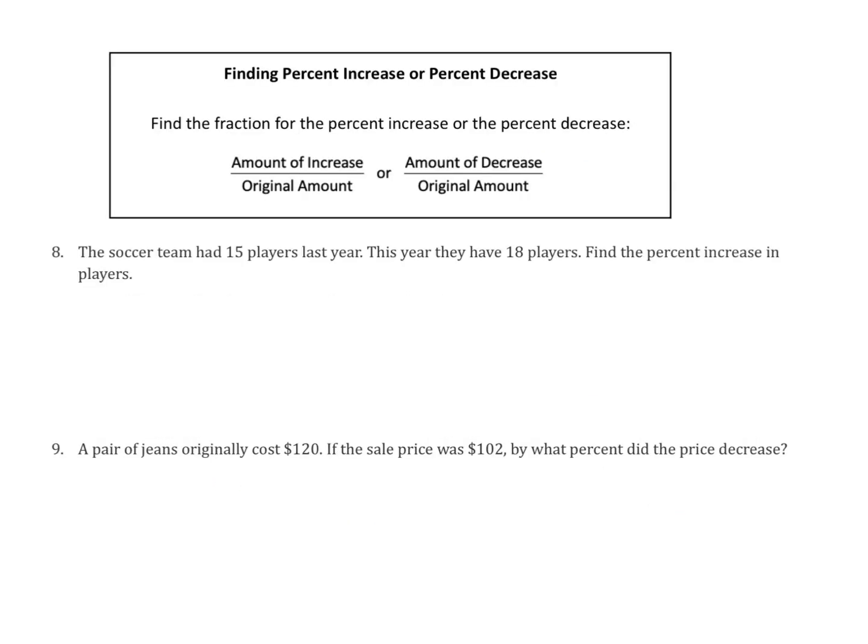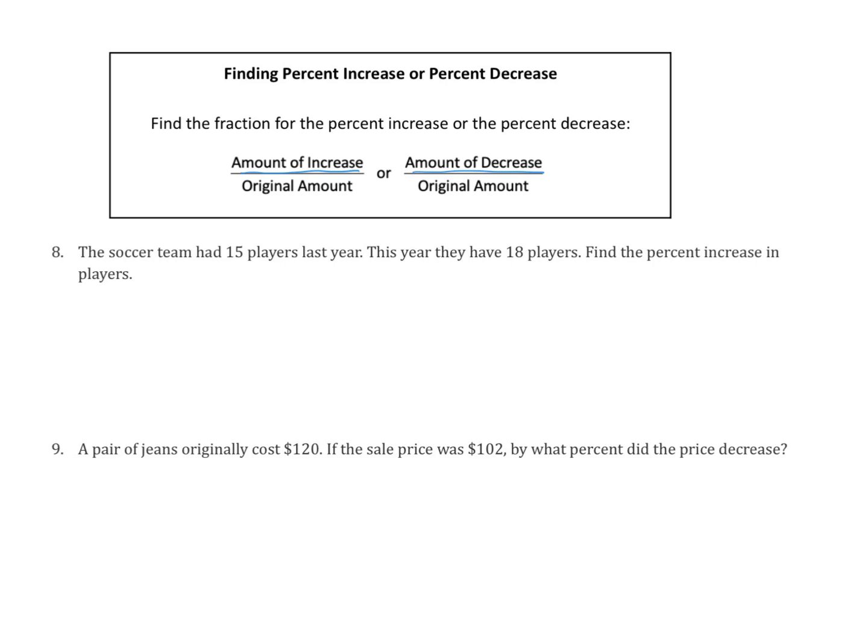And now the last part of this video is finding percent increase and percent decrease. To find percent increase and percent decrease, you're going to use subtraction to find the amount of increase or the amount of decrease. So how much did the amount go up or how much did it go down, and we would subtract. And then you're always going to divide that by the original amount, and then you'll get a decimal, which you'll change to a percent. So let's take a look at an example.